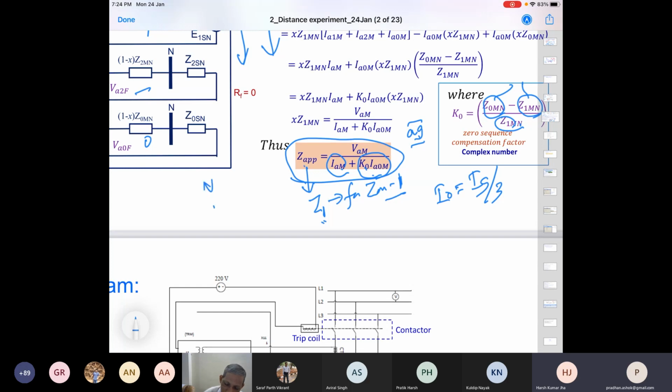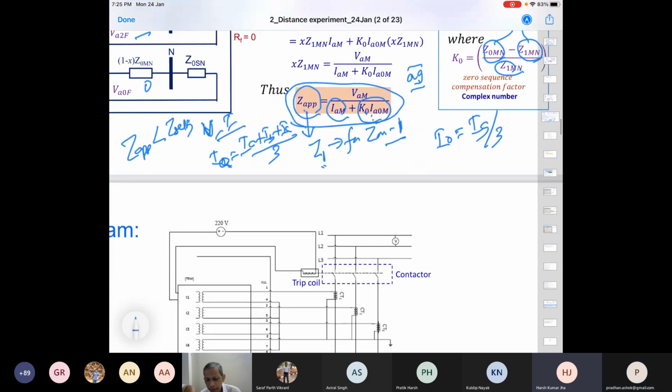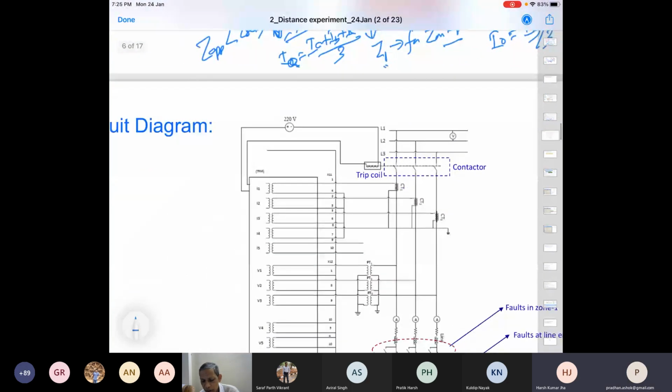The voltage information and the corresponding current information. The current I0 is computed from IA plus IB plus IC, which is nothing but the ground current I am talking about, divided by 3. Using this zero sequence current and the corresponding phase current, the relay computes the corresponding Z apparent. If this Z apparent is less than the corresponding setting, the relay trips, otherwise it remains silent. Again, in the context of zone 1.